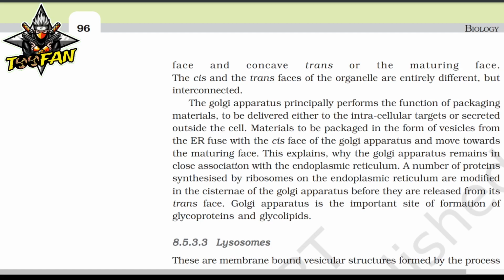The Golgi apparatus principally performs the function of packaging materials to be delivered either to intracellular targets or secreted outside the cell. Materials to be packaged in the form of vesicles from the ER fuse with the cis face of the Golgi apparatus and move towards the maturing face. This explains why the Golgi apparatus remains in close association with the endoplasmic reticulum. A number of proteins synthesized by ribosomes on the endoplasmic reticulum are modified in the cisternae of the Golgi apparatus before they are released from its trans face. The Golgi apparatus is an important site of formation of glycoproteins and glycolipids.